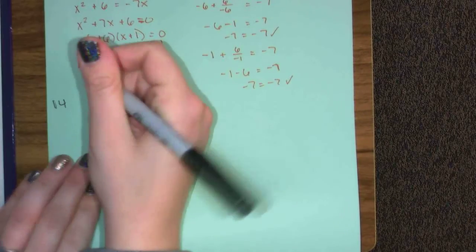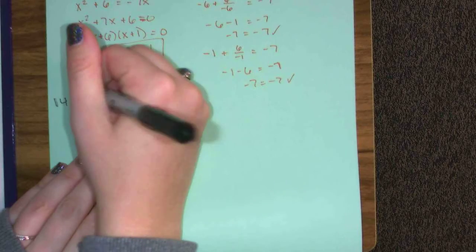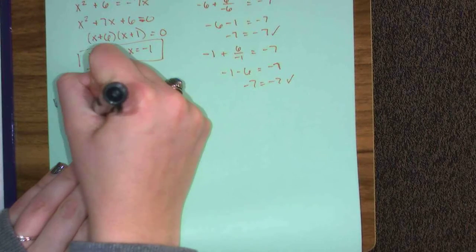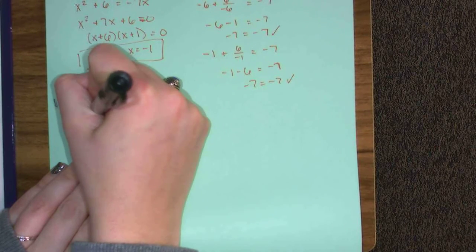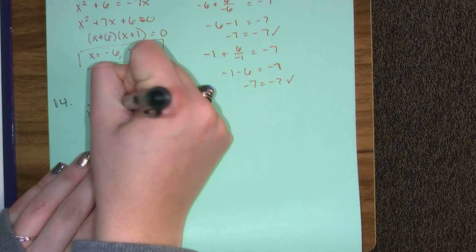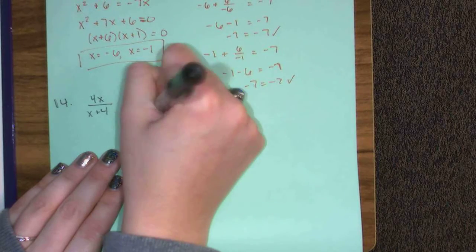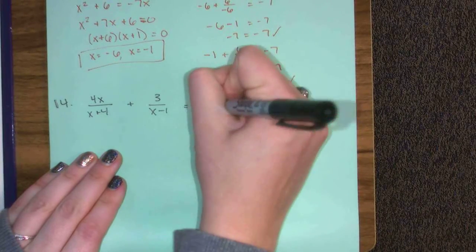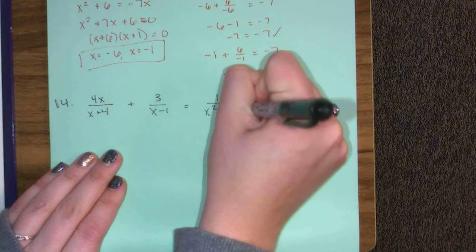Alright, we're going to do one more, and then I'll give you guys a couple to start on, and then we'll pick this stuff up tomorrow again. 4x over x plus 4 plus 3 over x minus 1 is equal to 15 over x squared plus 3x minus 4.